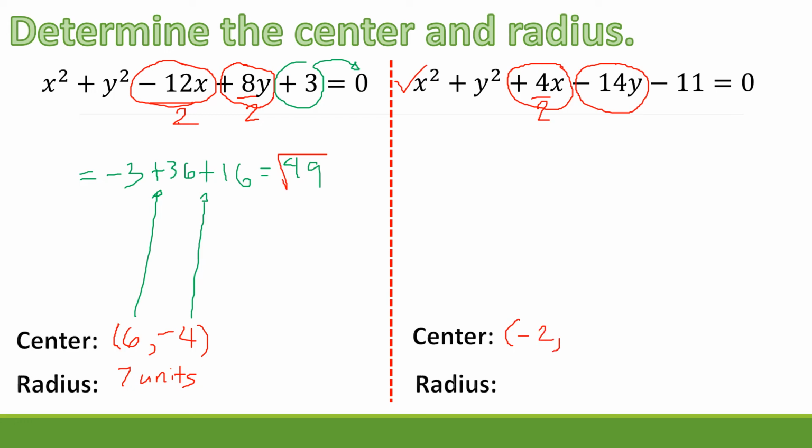For the y part, negative 14 divided by 2 is negative 7, opposite of negative 7 is positive 7. So our center is negative 2, 7. How about for our radius?